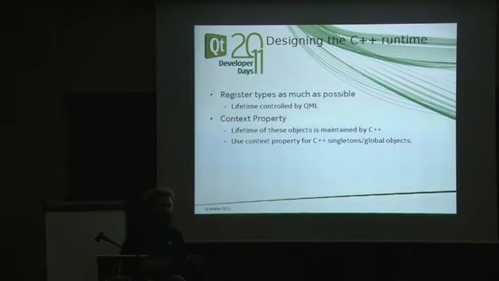The simple rules are here. Register types as much as possible. Avoid injecting context properties, because the lifetime is going to be controlled by C++, and only if this is really, really what you want should you do that. The main use case for it are singletons. Singletons are not the best pattern anyway. So if you avoid singletons, you should be able to avoid context properties as well.